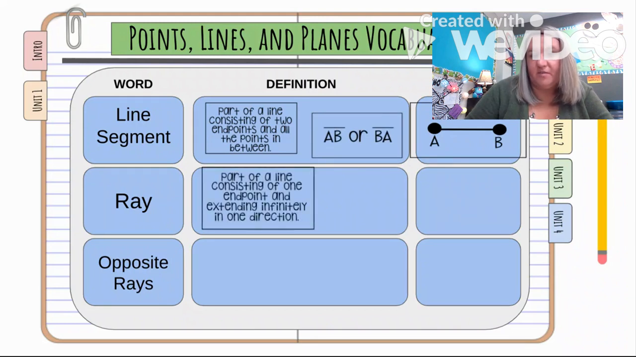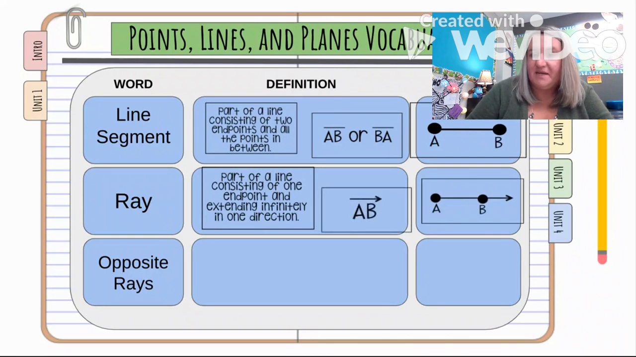A ray is just another part of a line, but it has 1 endpoint and it goes infinitely in another direction. So here we have ray AB. We cannot call this ray BA. The reason why it has to be called ray AB is because it starts at point A and it goes towards point B. Notice over the top of this, the symbol changes because it's a ray.